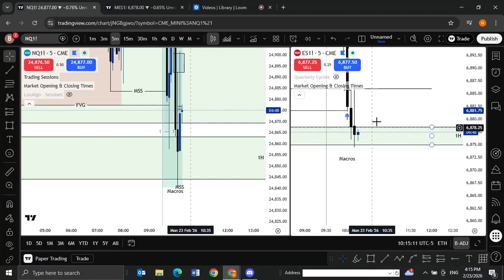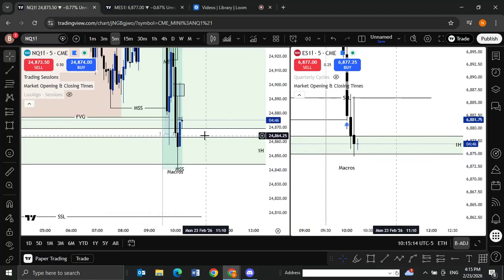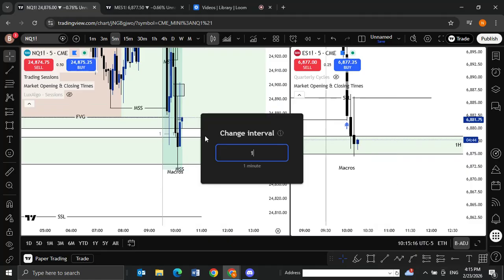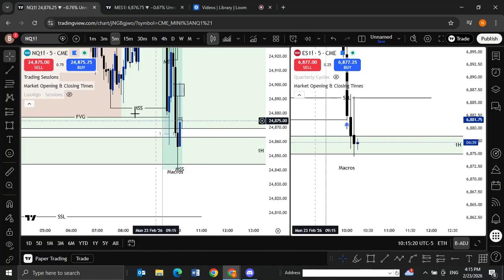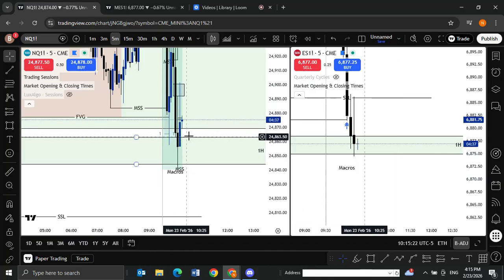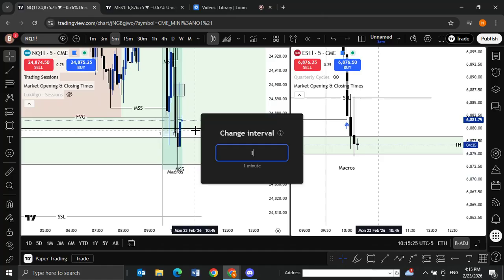Macros failed on YES, but it was not failed on Nasdaq. So I don't think I really want to. Actually, we were already closed below this fair value gap, so why am I still... because I have macros, yeah, that's the reason.